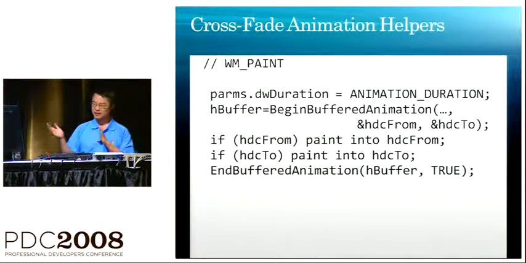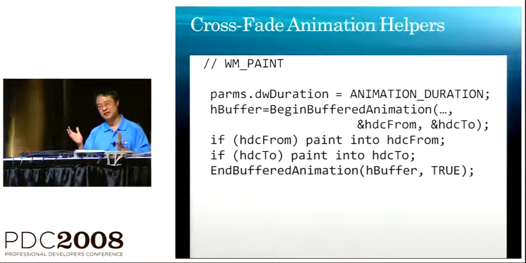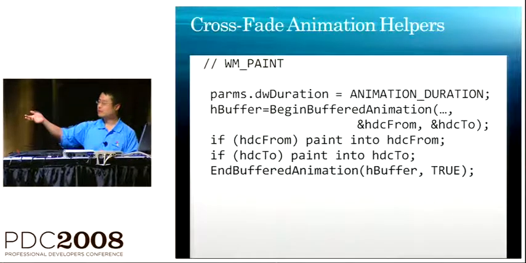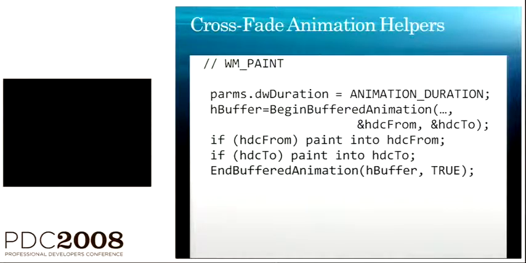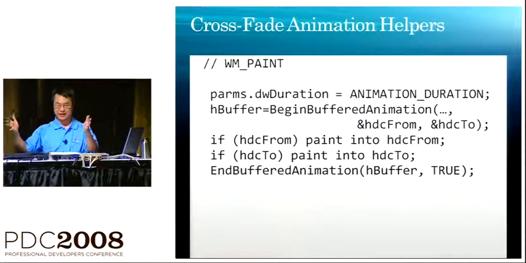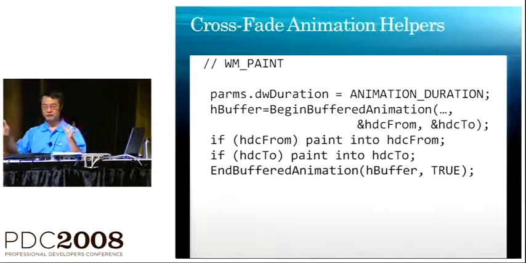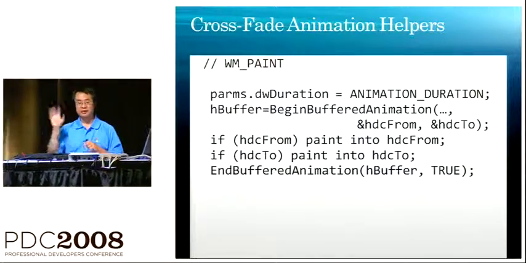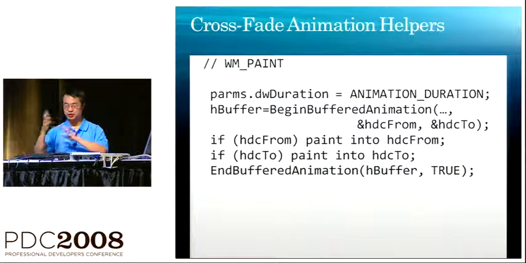So the crossfade animation helper functions are sort of the same idea as the double buffering. You set up, and there's a little extra step where you set your animation duration, specify how long you would like this crossfade animation to take. You call BeginBufferedAnimation, tell it a little bit about what sort of format you would like to render into. Out come two device contexts. You draw the starting image into the first device context and the ending image into the second device context. And then you call EndBufferedAnimation, and then boom, animation starts happening in your window.